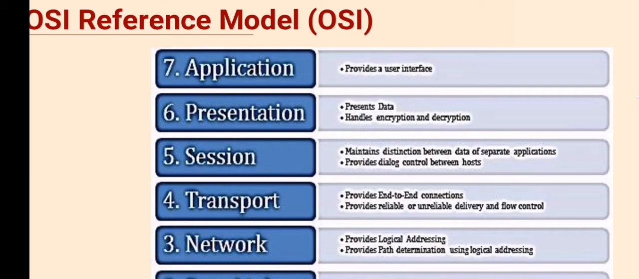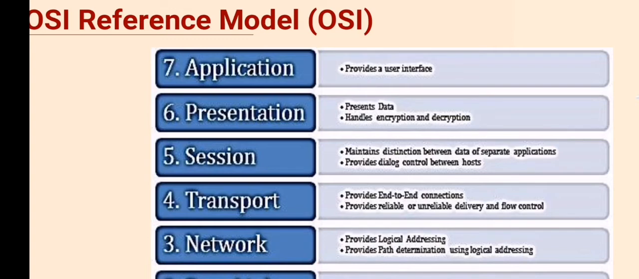Lastly, we have the application layer. This layer is the closest to the end user. The applications that work at layer 7 are the ones that users interact with directly.